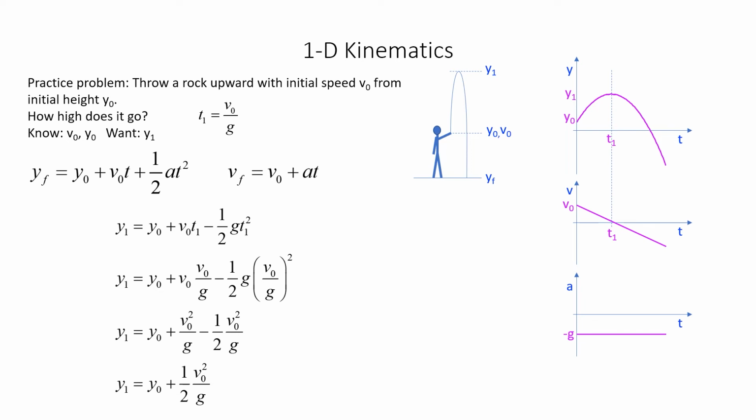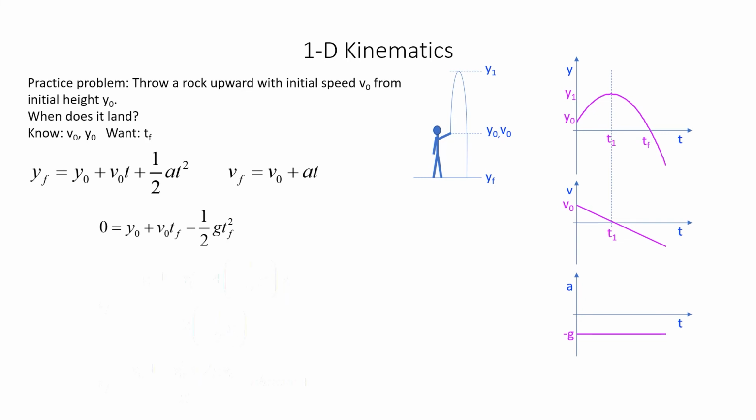This just gives y1 equals y0 plus 1/2 v0 squared over g. That's how high it goes, depending on initial variables. So notice it's all in terms of the given variables. Now let's work on the last question, when does it land?